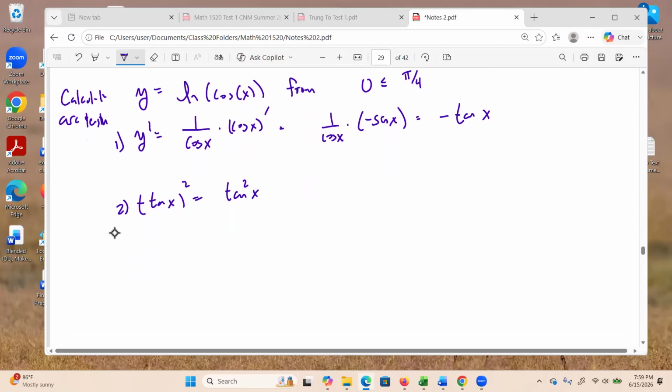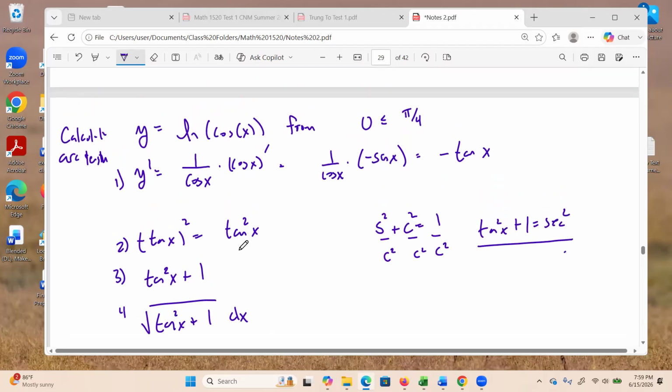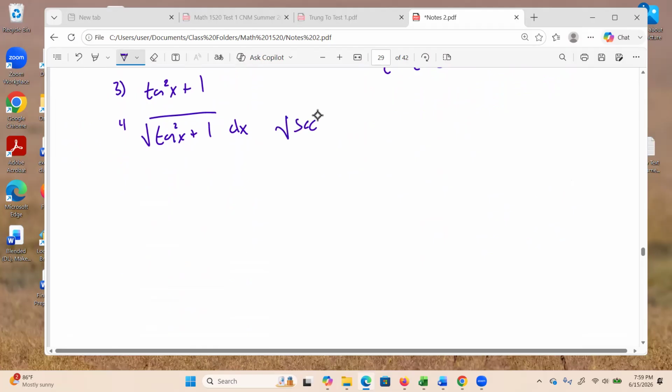Number 3, we need tangent squared of x plus 1. Our 4th step is we're going to take the square root of tangent squared x plus 1. Now this promises to be an integral that doesn't seem like it's going to be too much fun until I remember that we have trig identities. We have sine squared plus cosine squared equal to 1. Everybody has cosine divided by cosine, so we have tangent squared plus 1 is equal to secant squared. Hey, what a coincidence. So we end up with the square root of secant squared x.